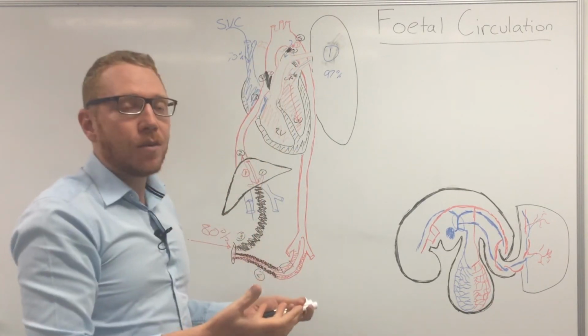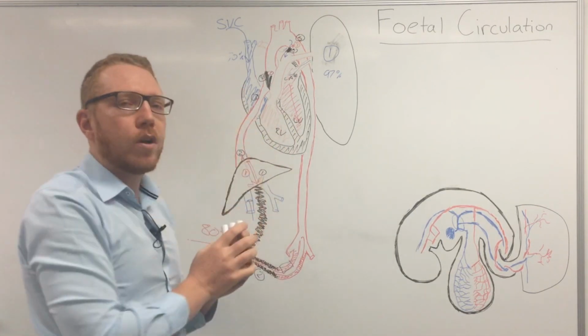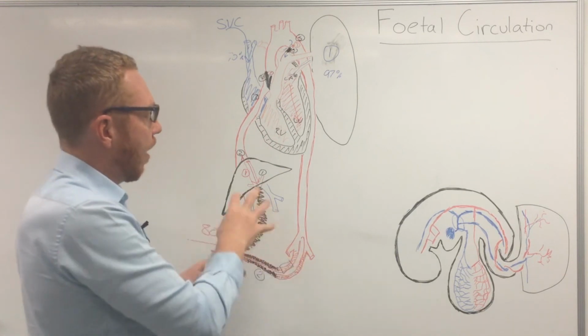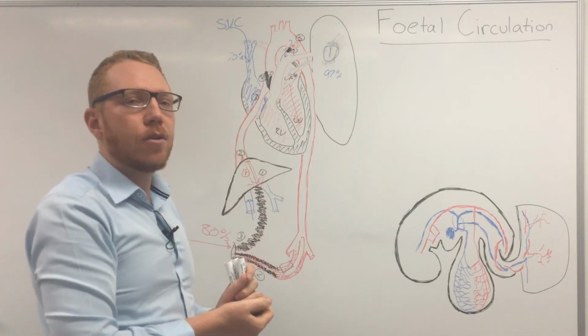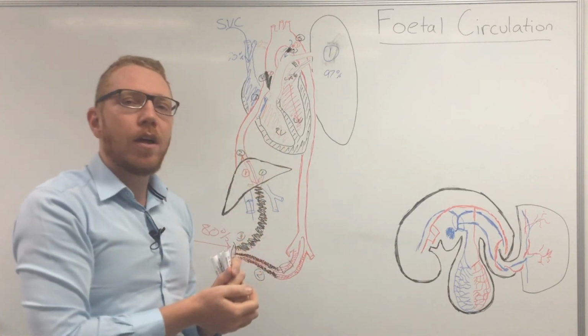So hopefully that's a lot to take in, but hopefully now you understand how the circulation worked in the fetus and why we have these strange structures now in the adult, which were essentially just the remnants of our blood supply in the fetus.